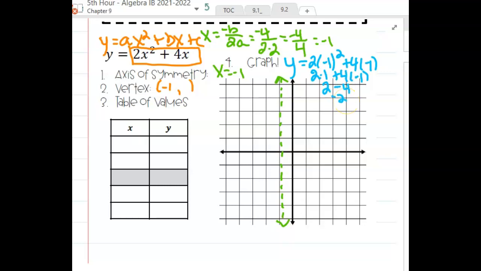So here's the thing. When I plug a -1 into my function, it spits out -2. So my vertex is at -1, comma -2. -1, comma -2. That's where my vertex is. That's where my parabola is.